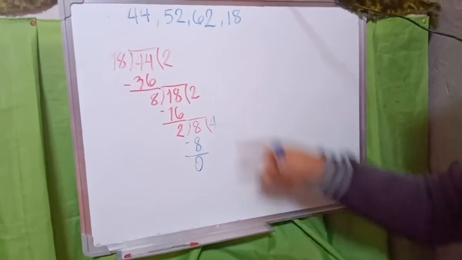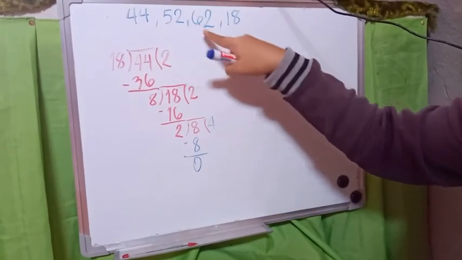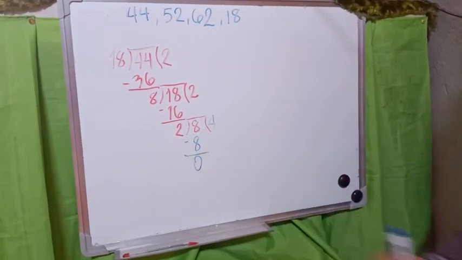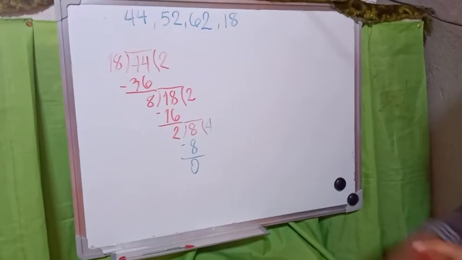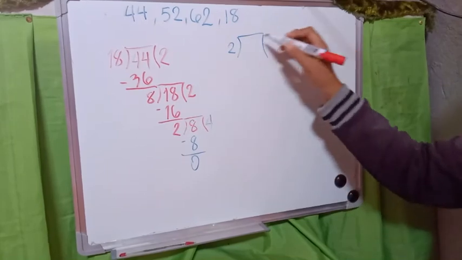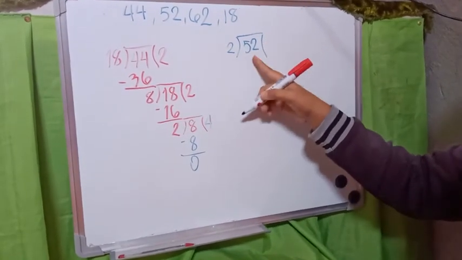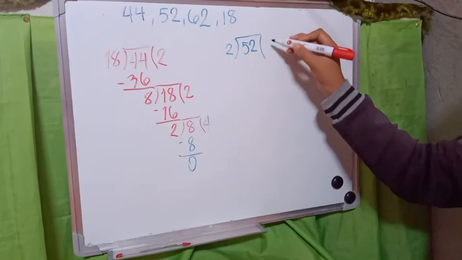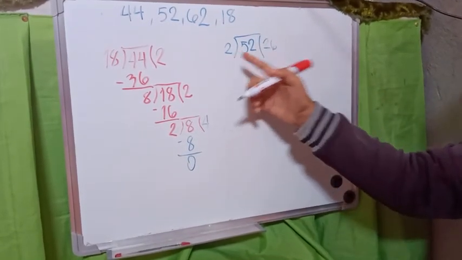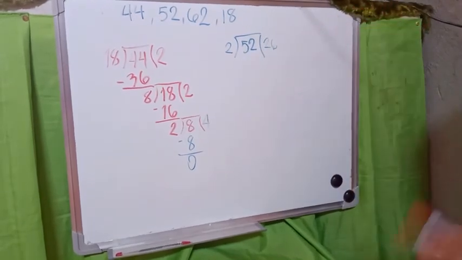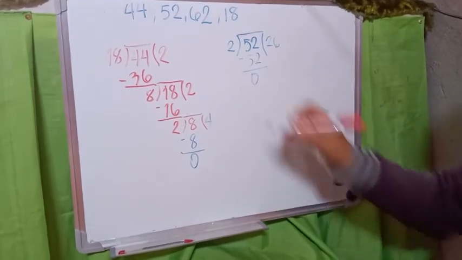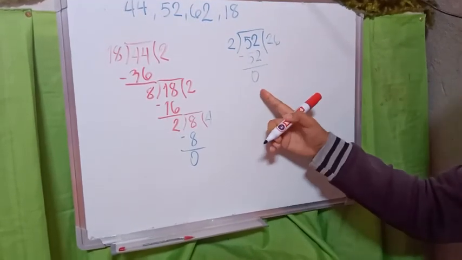But still, we are not yet done with 52 and 62. So your last divisor there is 2. So we will use 2 as our divisor. And we will go with our dividend 52. 52 divided by 2, that is 26. So 26 times 2, that is 52. So we need to subtract it. It's 0. It's because the remainder is 0.